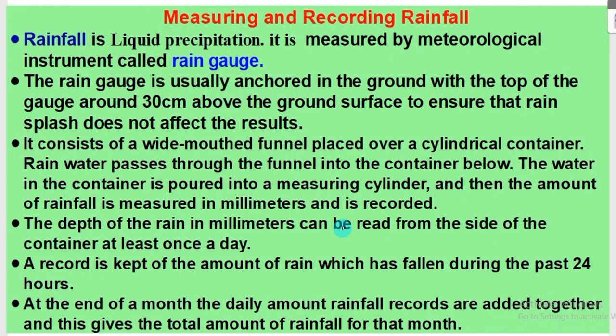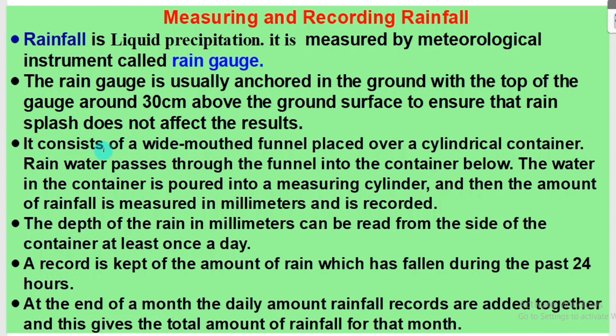Measuring and recording rainfall. Rainfall is liquid precipitation and it is measured by a meteorological instrument known as a rain gauge. The rain gauge is usually anchored in the ground with the top of the gauge around 30 centimeters above the ground surface to ensure that rain splash does not affect results.